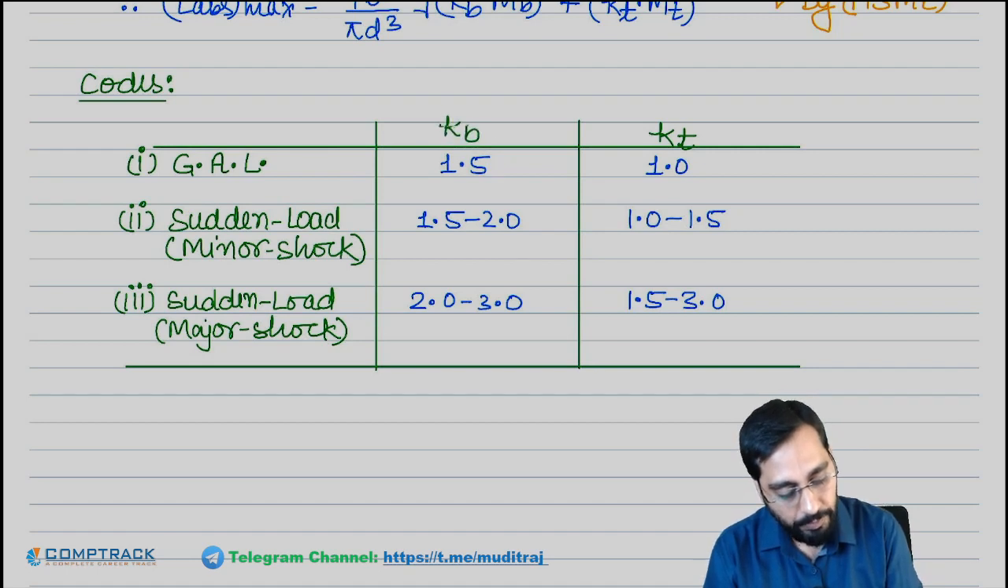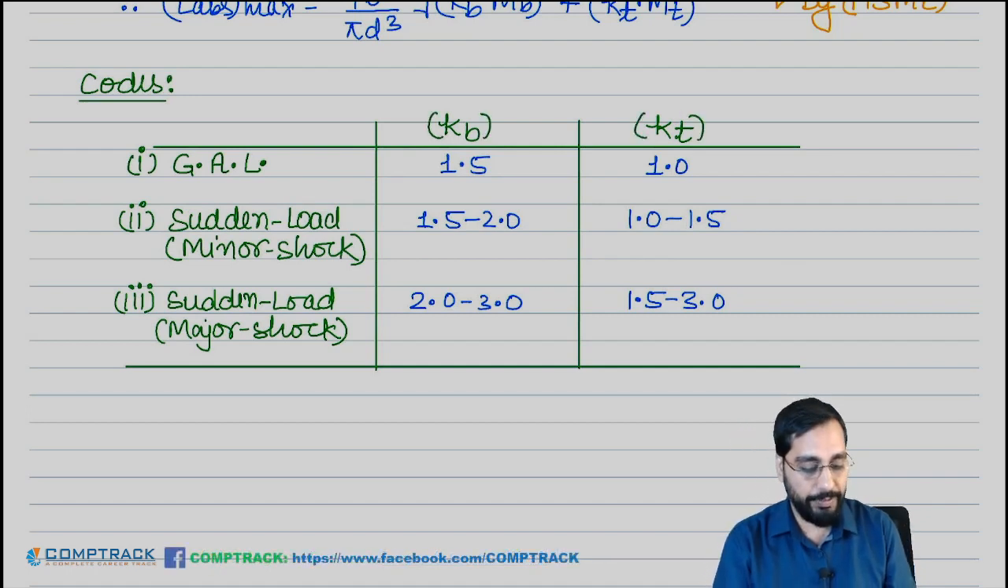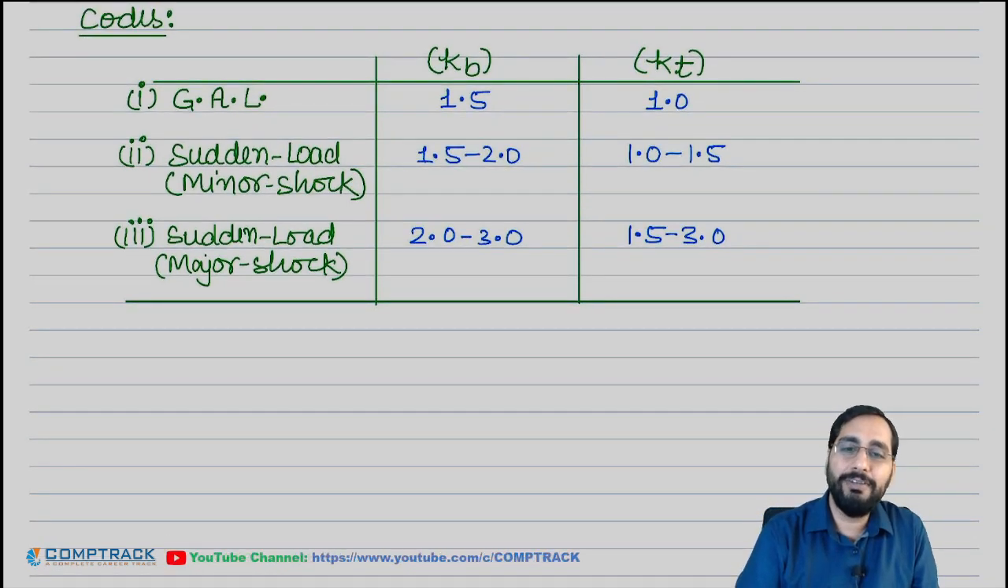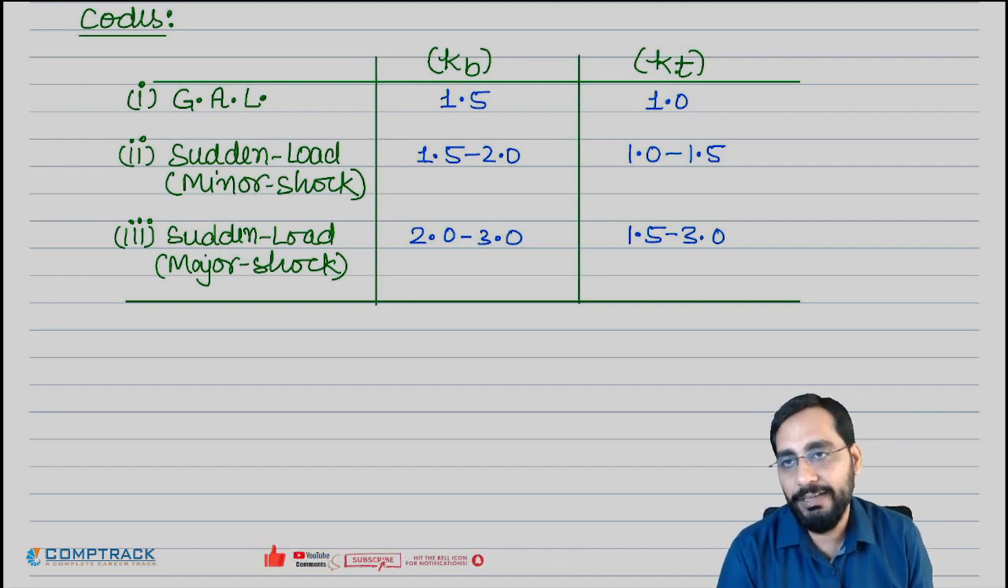Okay. So Kb and Kt are the factors which must be used with the bending moment and the twisting moment. So these we will check. Generally they give the value of Kb and Kt in the question, just like in fatigue loading they used to give the values of Ka, Kb, Kc, Kd. In similar fashion they will give you the values of Kb and Kt. Okay.